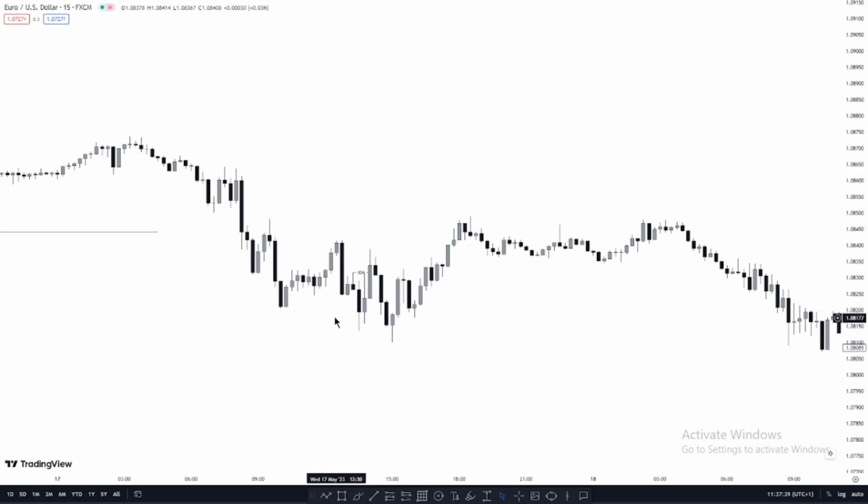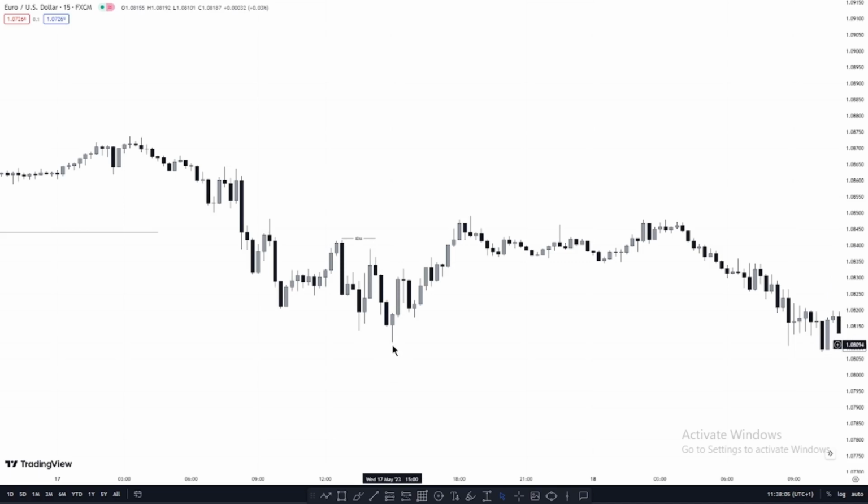Is it? No. Sorry, guys. That's not the inducement. This is your inducement in the market. And as you can see, price didn't travel back up to take out that inducement to confirm this low. And before you know it, a new structure was created.